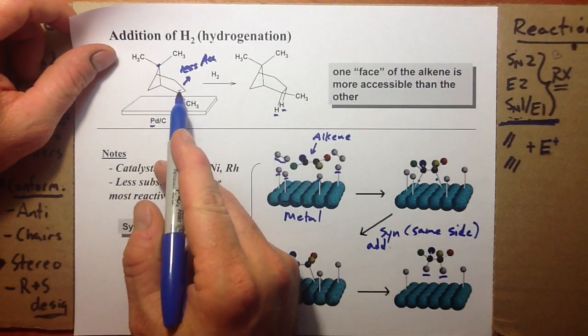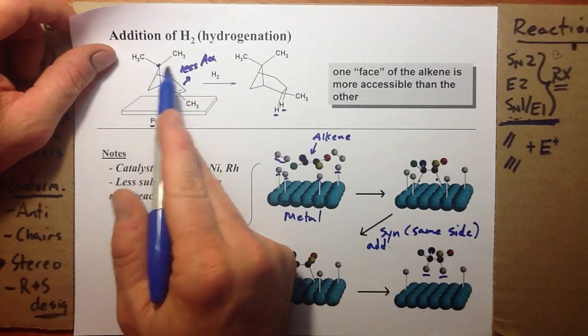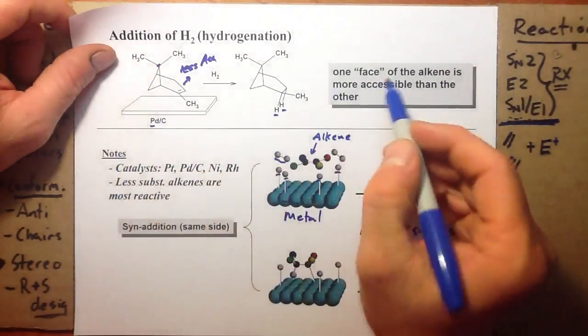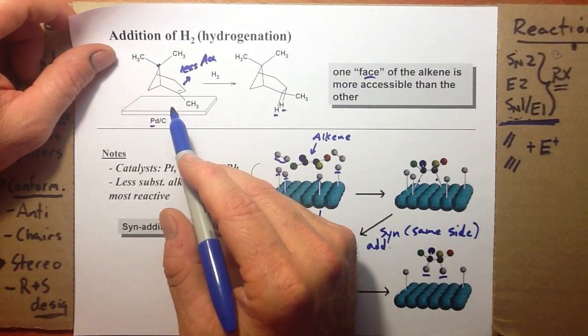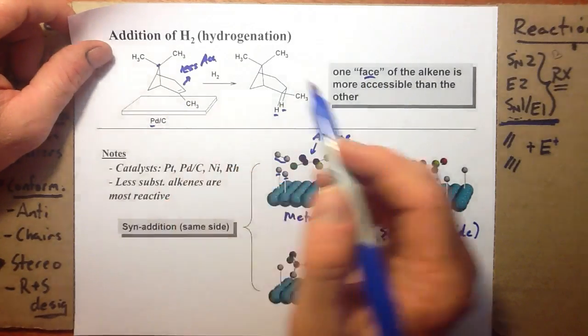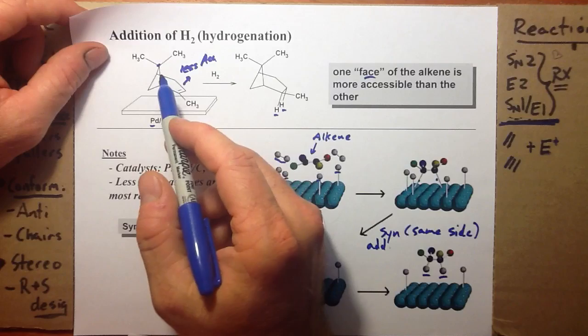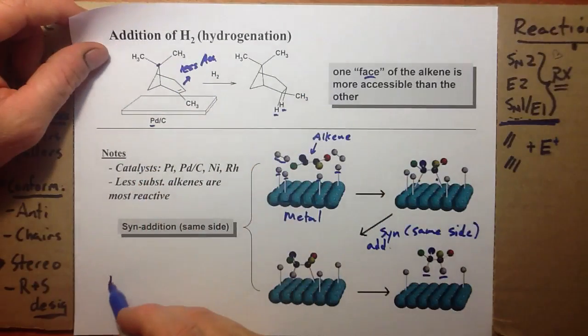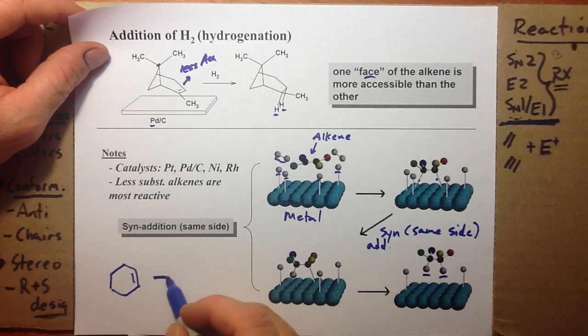So we don't add them from the top because of this blocking of the two methyl groups, we add it from the bottom. So one face of this particular alkene is more accessible than the other. So that's our syn addition of hydrogen to an alkene, sometimes having to consider which face is more accessible. Of course, if we had something symmetric like this, either face can be added across.